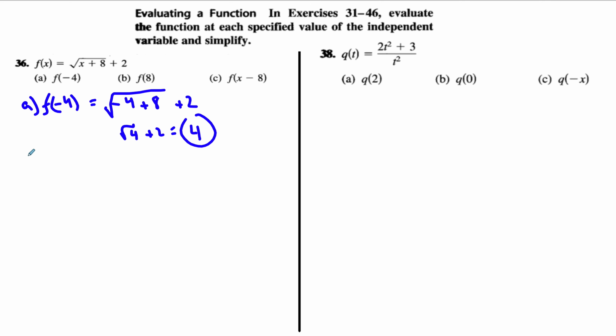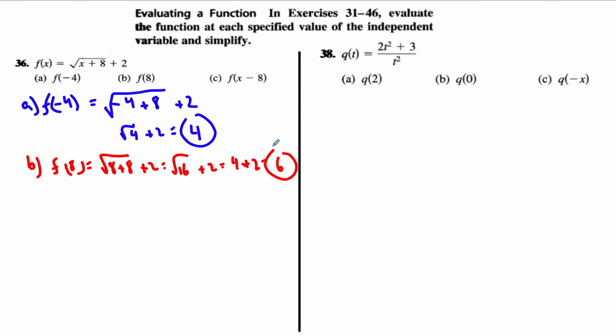For B, you plug in 8. So f of 8 would be the square root of 8 plus 8 plus 2, which is the square root of 16 plus 2, which is 4 plus 2 equals 6. That would be fully simplified.